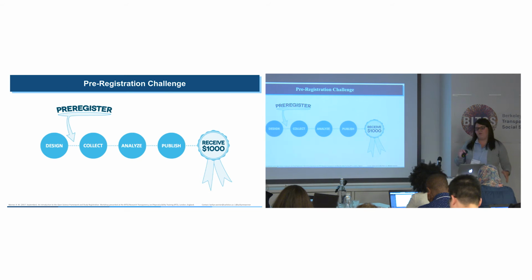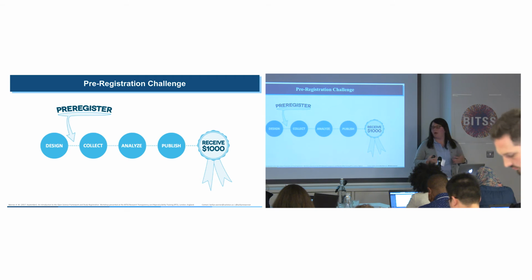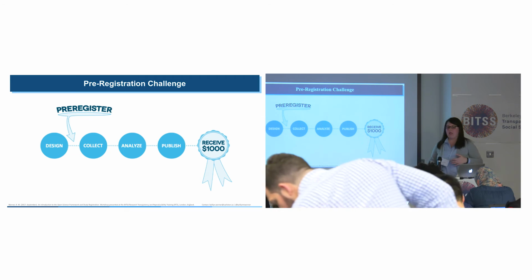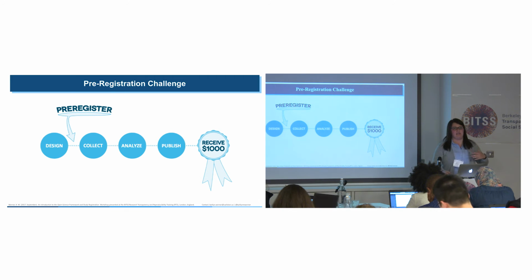I don't have the full details on this, or the walkthrough, because this is actually quite a long one, but the Center for Open Science has been promoting this pre-registration challenge, and here the idea is that if you pre-register your study, particularly before you collect your data, you have the option to win $1,000. The whole promotion behind this is that we really want people to try out pre-registering their work.